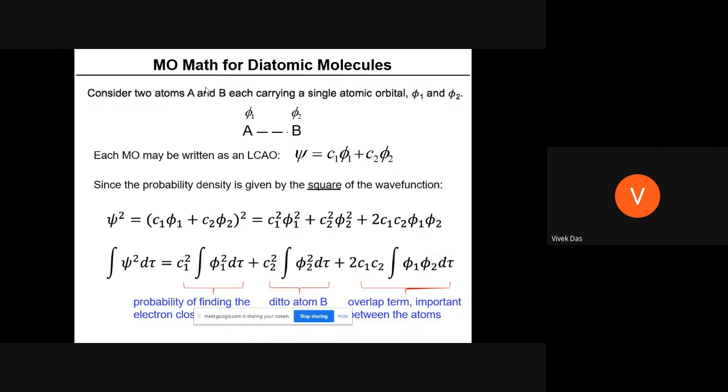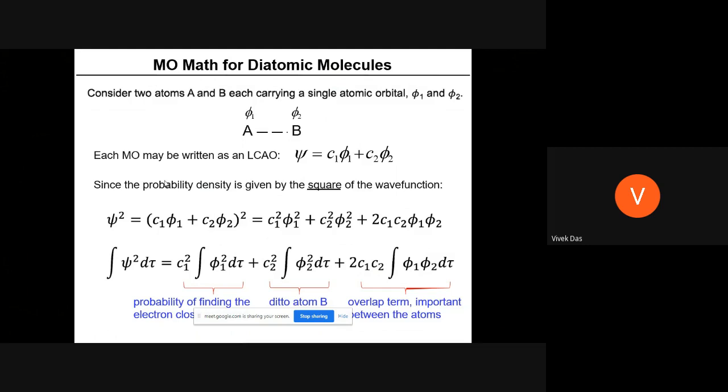Phi 1 is hydrogen 1 and phi 2 is hydrogen 2, and they will come closer and interact. The square of the wave function gives the probability density of the molecule: for each electron, the probability that we will find it near atom 1, near atom 2, or in between the two atoms. That is the overlap term.